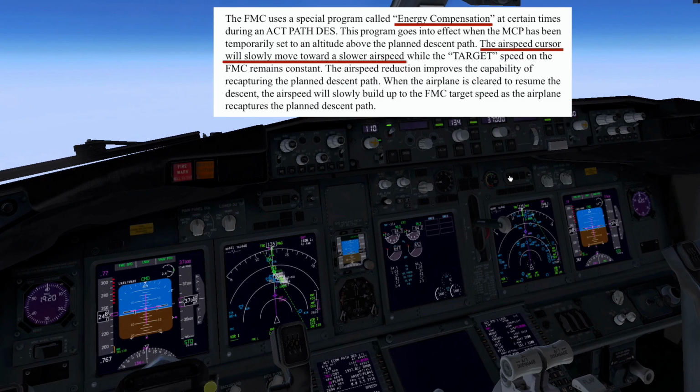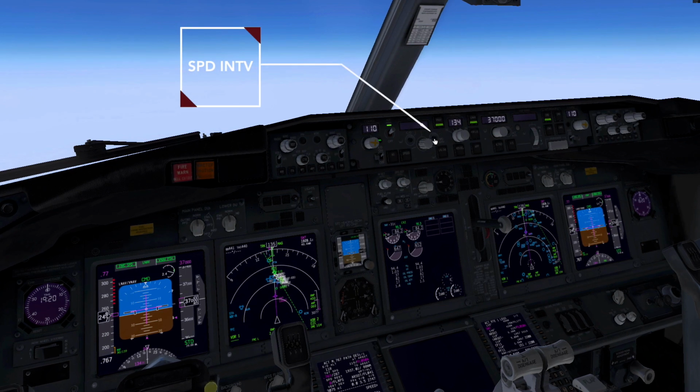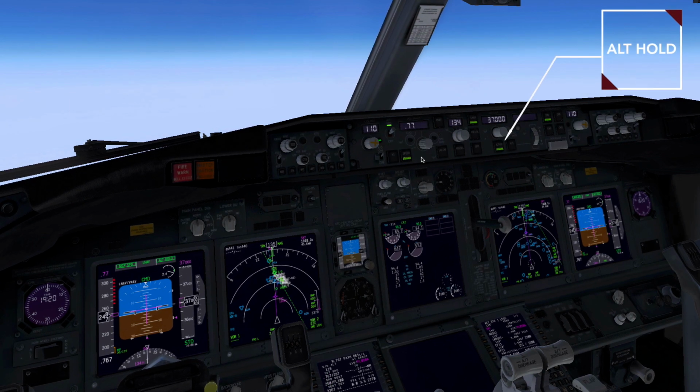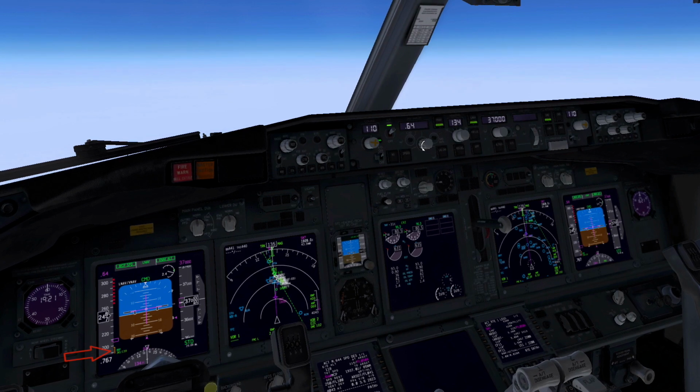But let's reduce our speed. We can do that in several ways. One of those is pressing the speed intervention, so we are still on VNAV but controlling the speed. The other way is pressing altitude hold, so we can get out of VNAV and control the speed. But let's get back on VNAV for now. Press speed intervention and reduce the airspeed. Make sure you don't get below the amber bar, which is the minimum maneuvering speed.